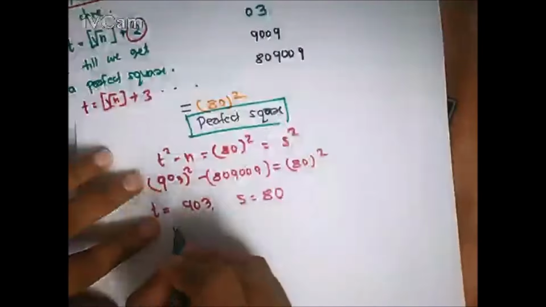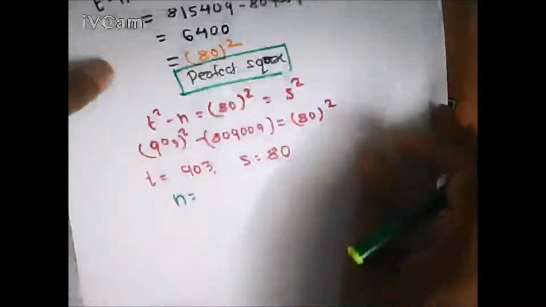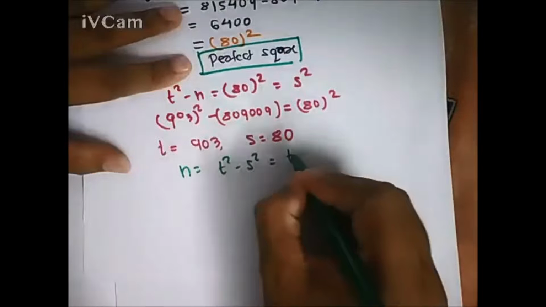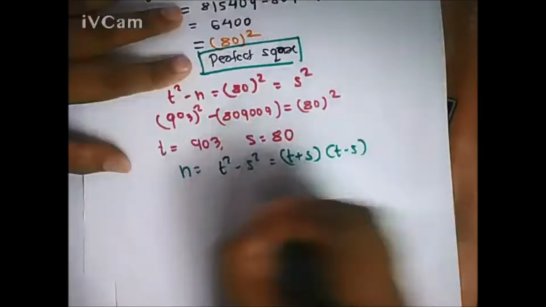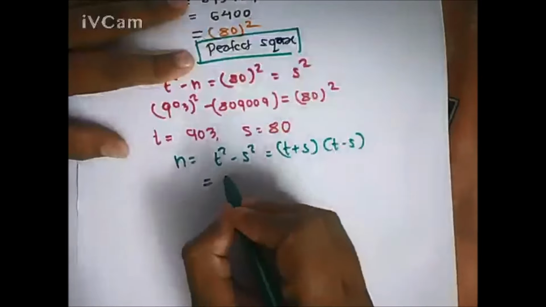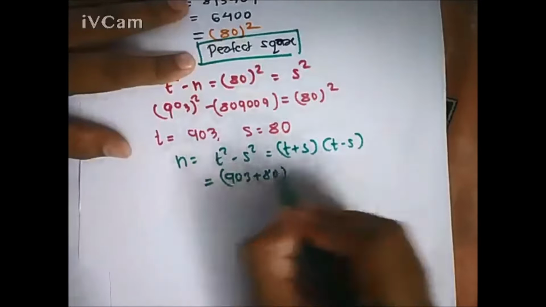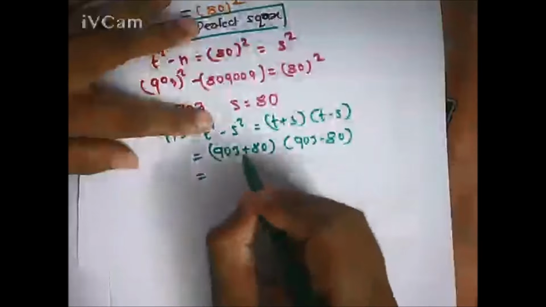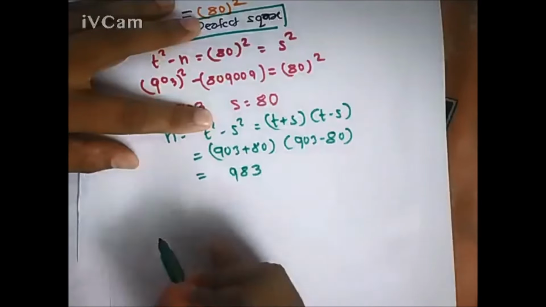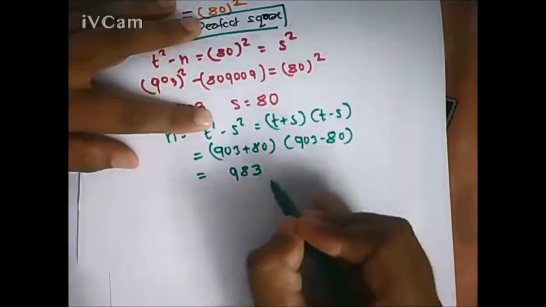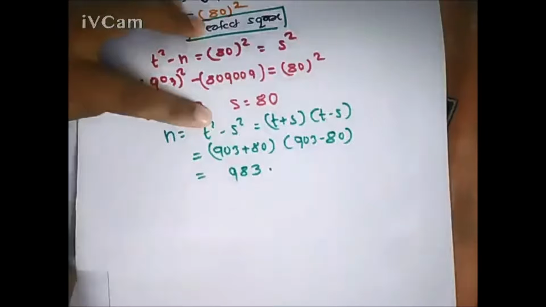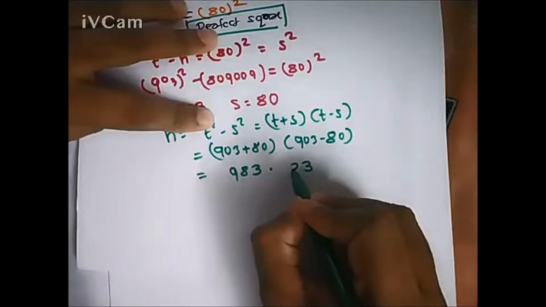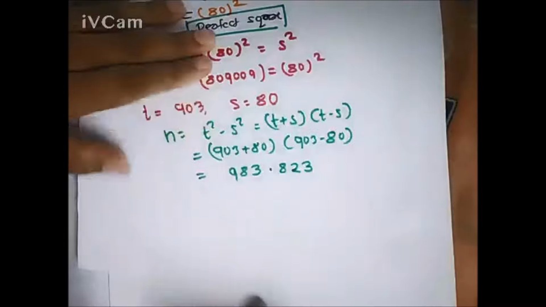n equal to t square minus s square, that is t plus s into t minus s. So 903 plus 80 into 903 minus 80. Work is over. How much? 983. Okay. Into second term how much? 903 minus 80.